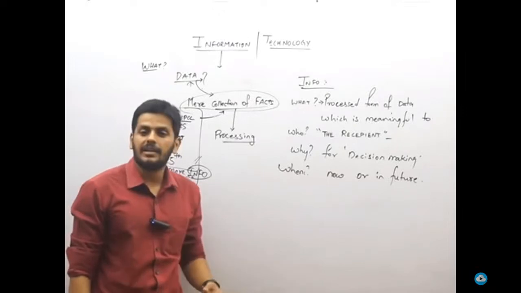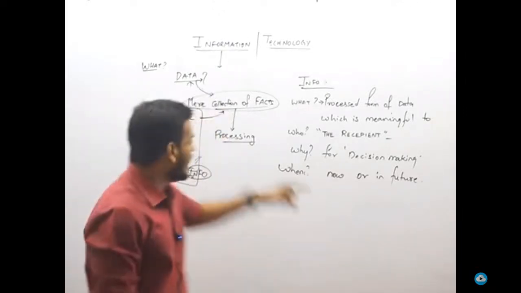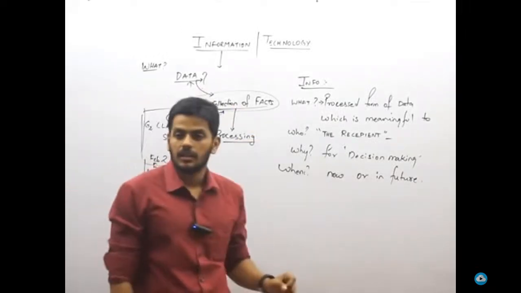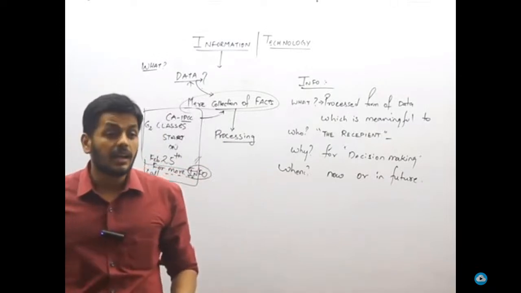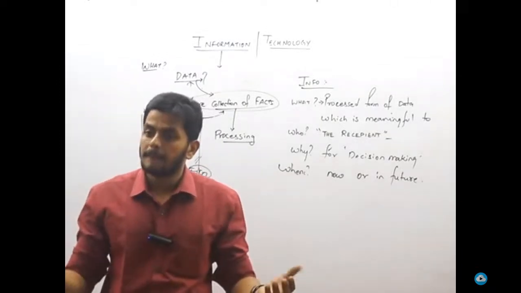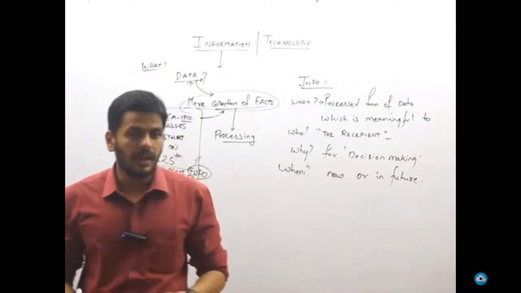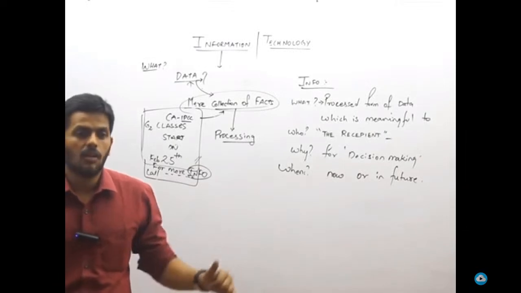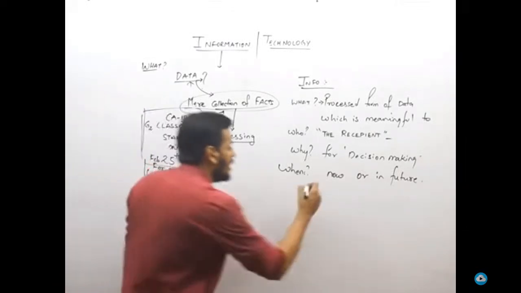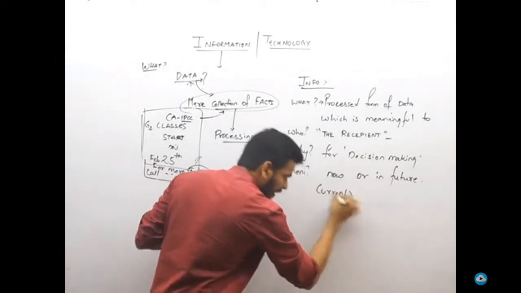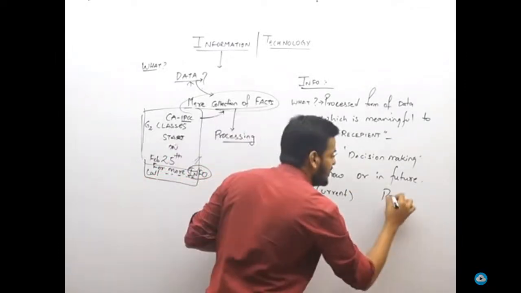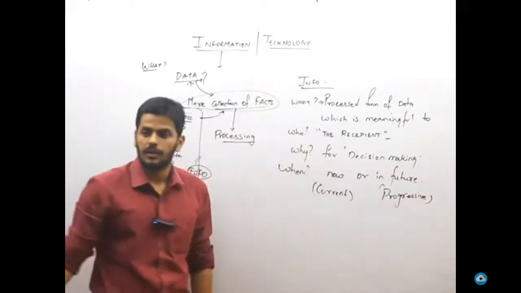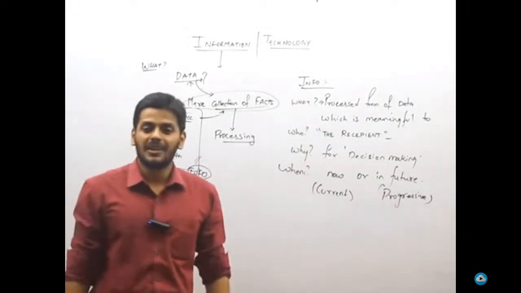So come on everybody, together with me, tell me now, what is data? Data is only a mere collection of facts. But when it comes to information, what is information? Information is a processed form of data. It is meaningful to the recipient. Acha? For what purpose? For decision making. When? Now or in future. Now is called current. Current means what? Right now. Future is called progressive. Progressive means as we move on, as we go on. Right? Chalo, put up two important things that we learned right now.